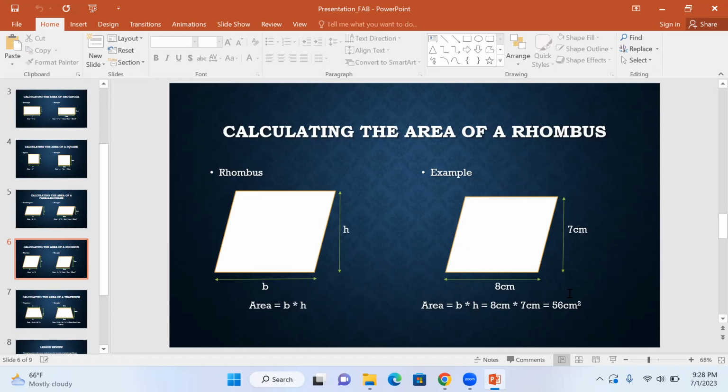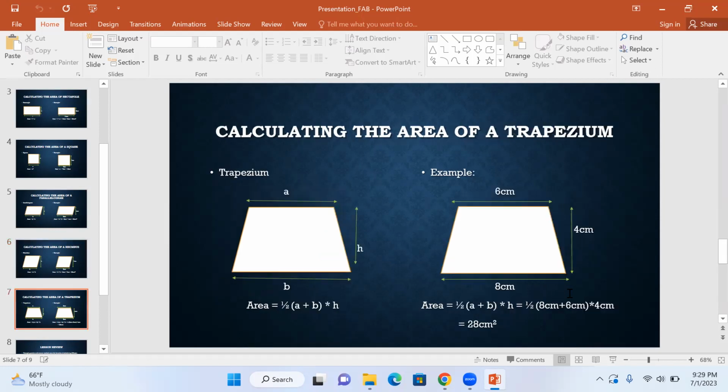As you can see, this is something that is very simple. Once you understand it, you'll be able to tackle it. And also now we have the area of a trapezium. Maybe Jacob. Jacob, are you there?